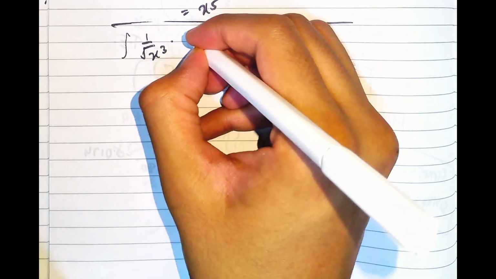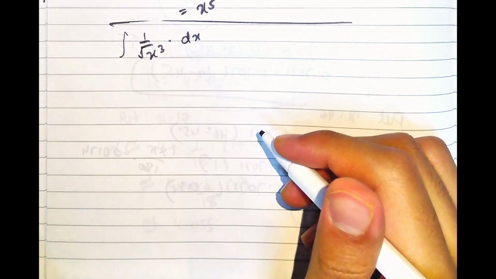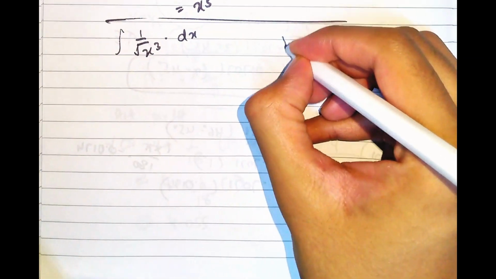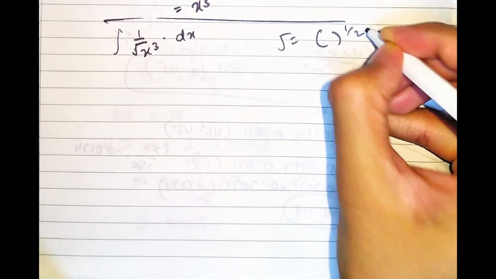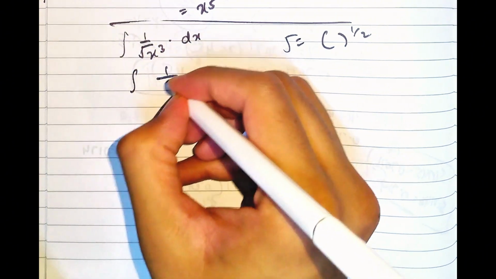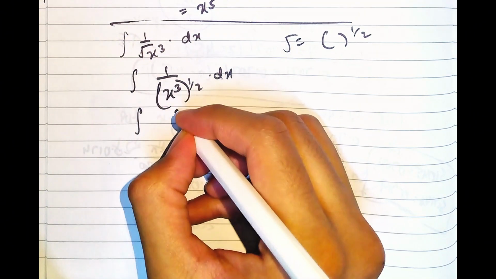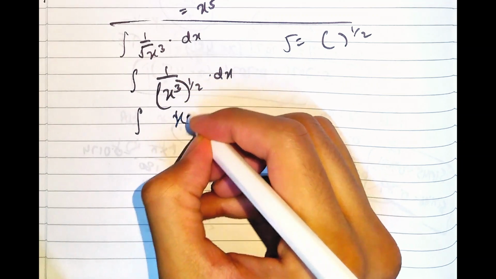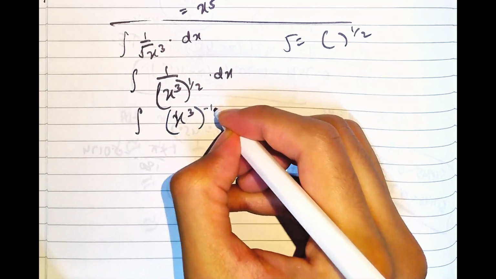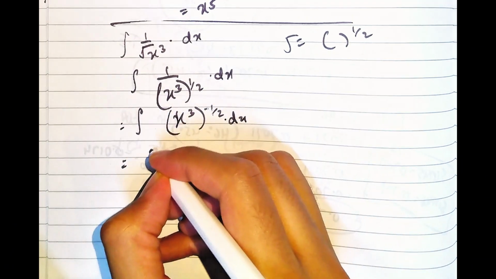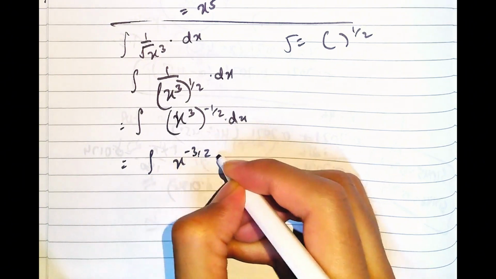Now let's find the integral of 1 divided by square root of x power 3. First of all, square root is always equal to power 1 by 2, right? We can write the integral of 1 divided by x power 3 multiplied by 1 by 2, dx. Then we can reciprocate this, so we will have x cube power negative 1 by 2, dx. Then we can have x power negative 3 by 2, dx.